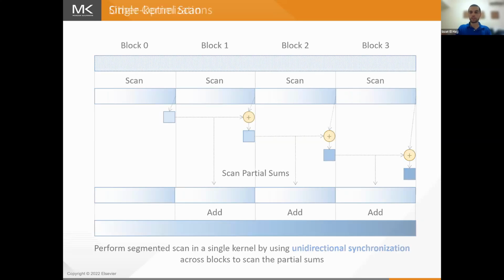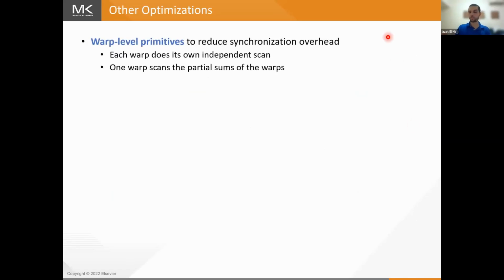Okay, so other optimizations that we can do for scan that we didn't have time to cover in these 2 lectures. One of them is using warp level primitives, right? So what we've done is we've taken the scan, we've segmented it across blocks, and then within the block we segmented across threads. But we ignored warps, right? But warps are important because the threads in the same warp can synchronize with each other in a faster way than threads across the entire block.